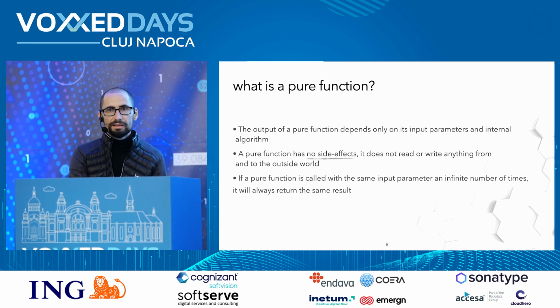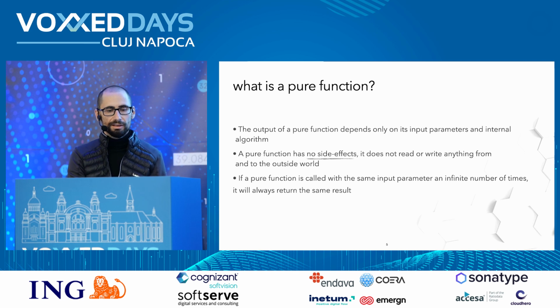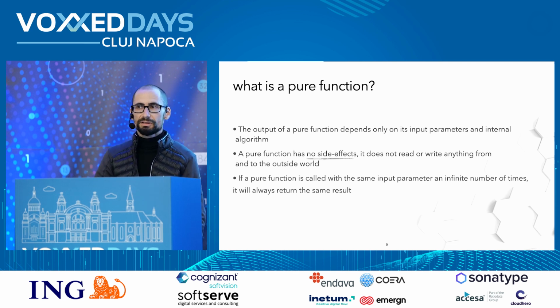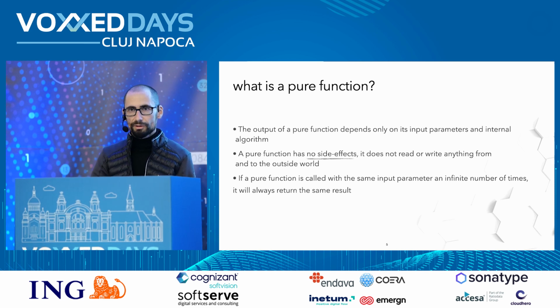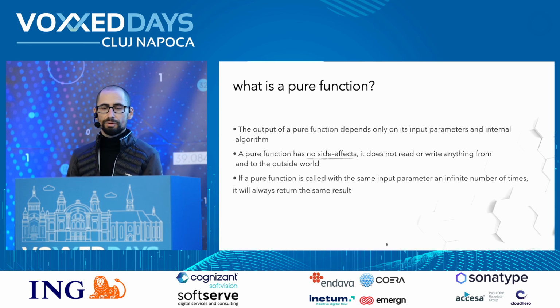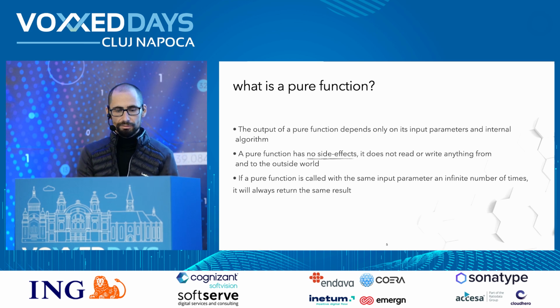And another thing is that if a pure function is called with the same input parameter an infinite number of times, it will always return the same result, which means that pure functions are deterministic and they're referentially transparent, which again is something really important because you can at any point replace a function with its evaluated value and your program will still work without a problem.